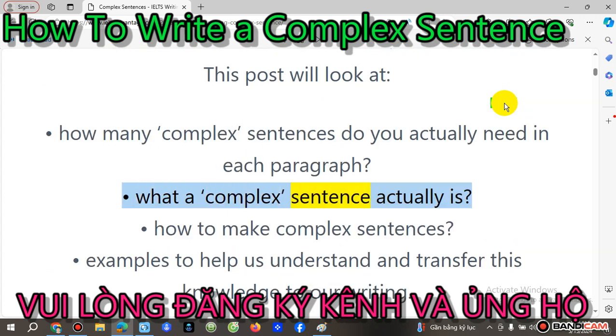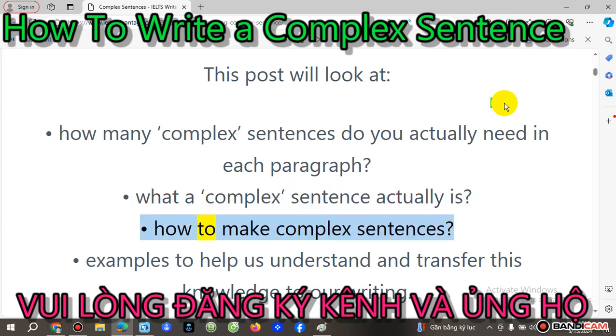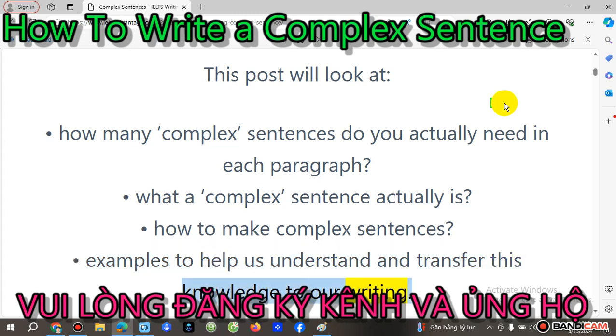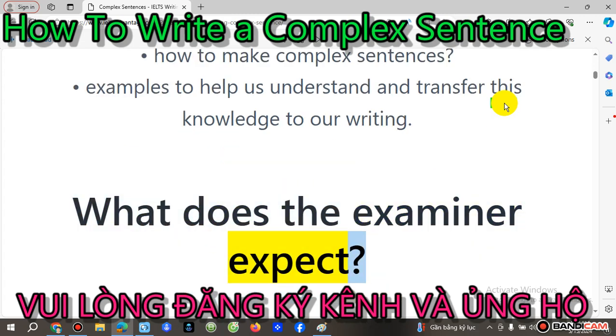What a complex sentence actually is. How to make complex sentences. Examples to help us understand and transfer this knowledge to our writing. What does the examiner expect?